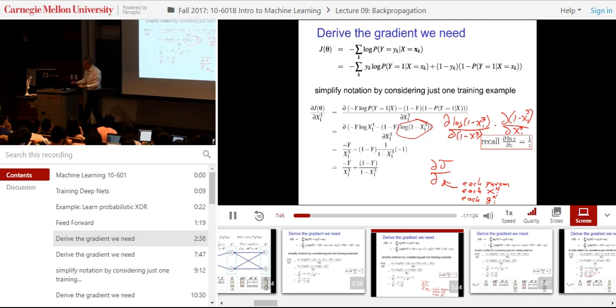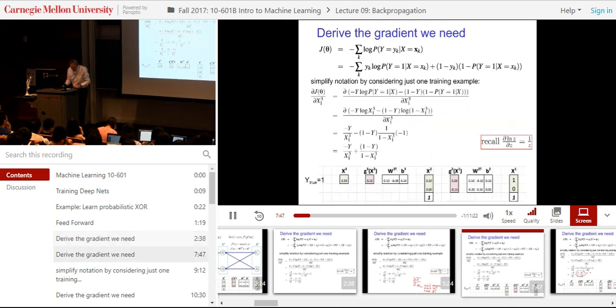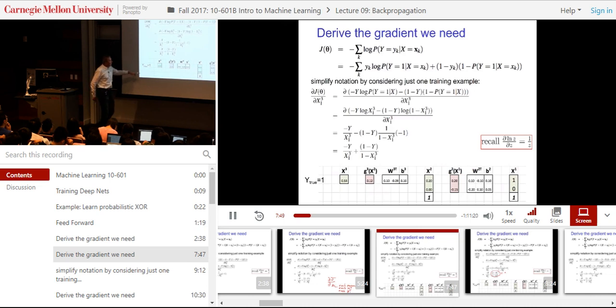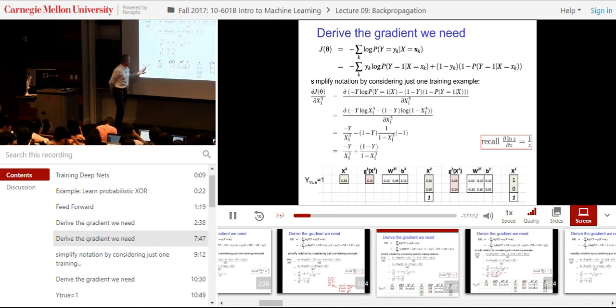And if I now tell you the true y for that input was observed to be 1, the training example had this input and was labeled as y equals 1, which would make sense for an exclusive OR. So this was a highly probable output. Now, what's the value of the derivative?